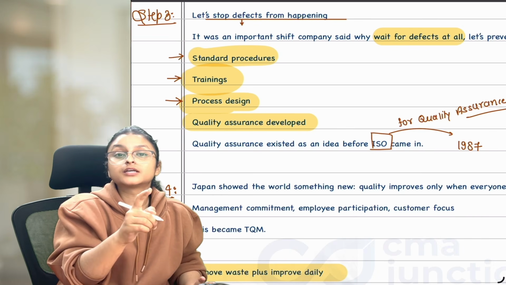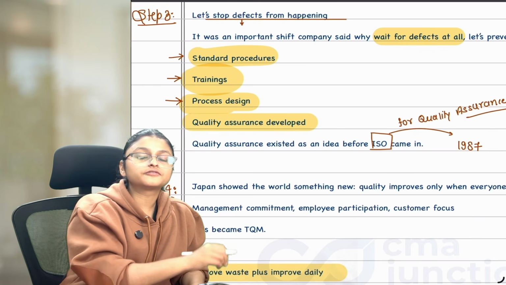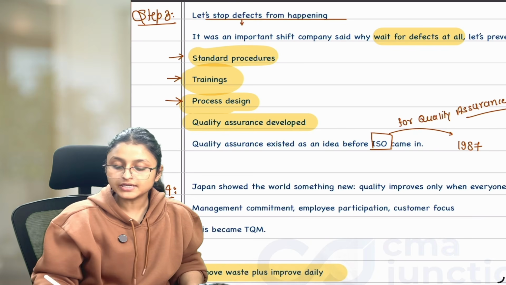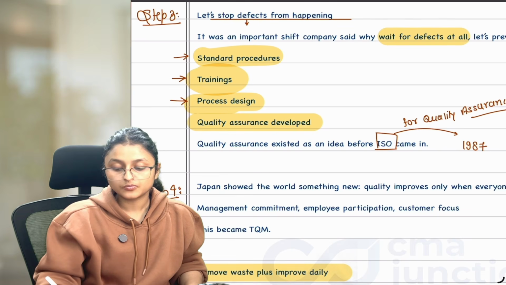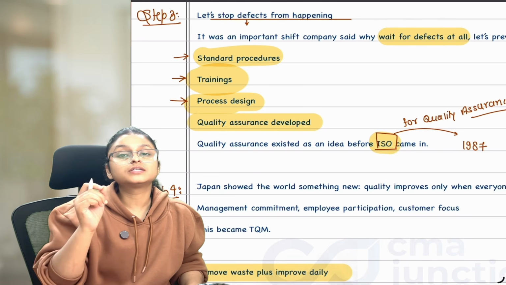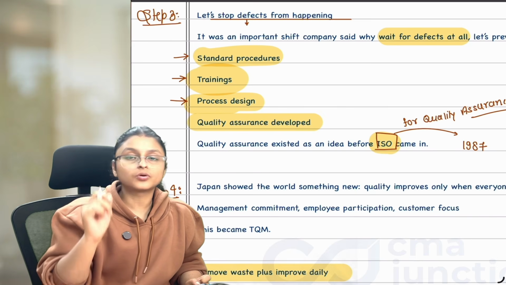Not detecting it. We are preventing it beforehand. We are not letting the defect happen. Quality assurance existed as an idea before ISO came in. What is ISO? ISO is the International Organization for Standardization, which makes standards for quality.